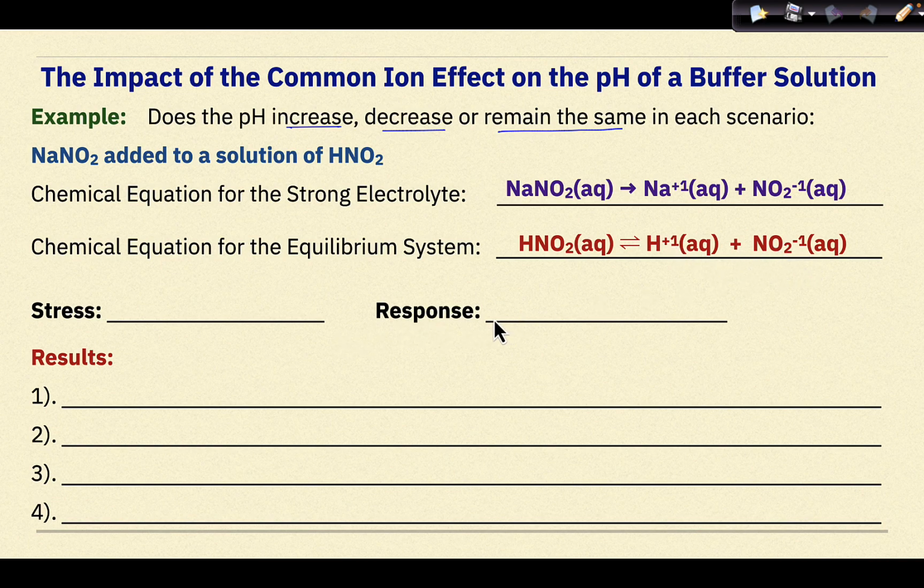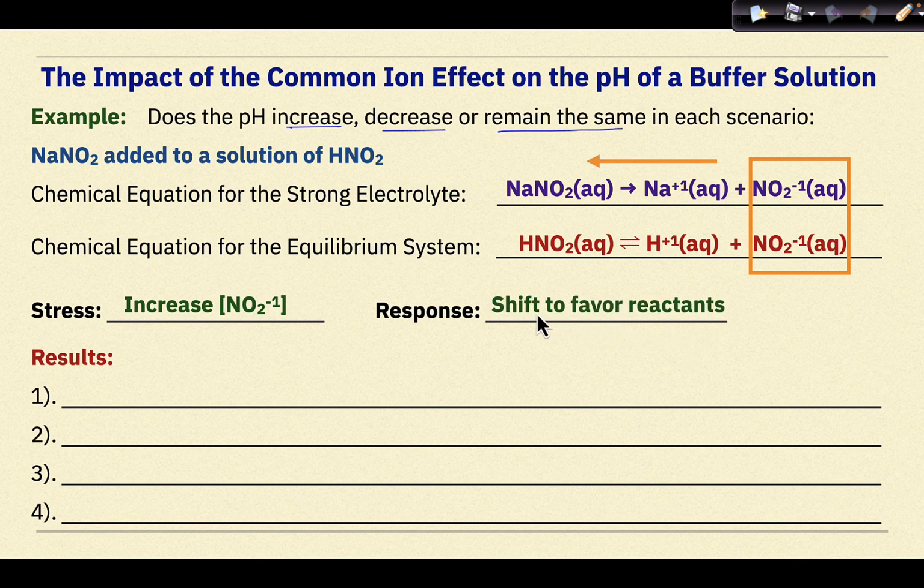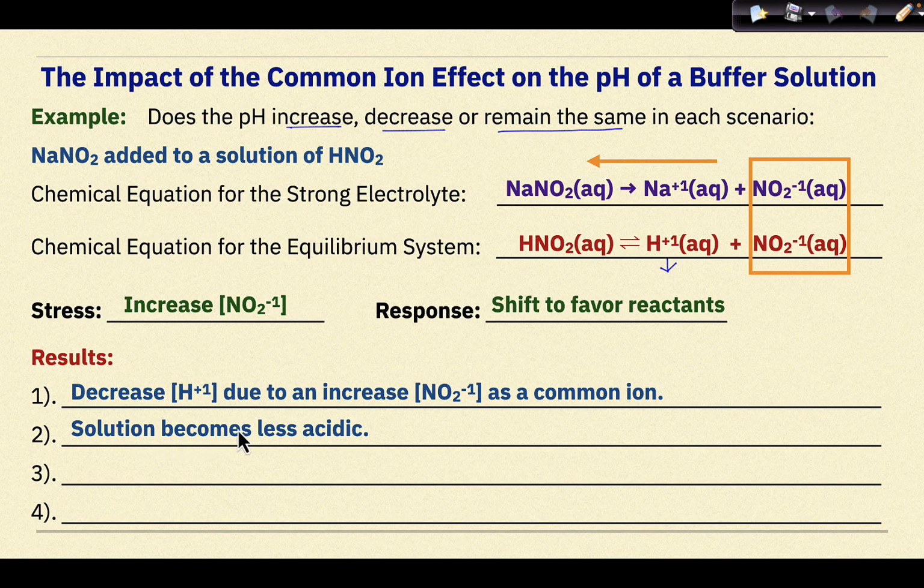The stress on the system here is the increase in the NO2-1 concentration, because NO2-1 is a common ion shared between the two systems. The response to this stress is a shift to favor reactants. As a result, there's going to be a decrease in the concentration of hydrogen ions due to an increase in the nitrite ions as a common ion. The H+1 ions will be consumed to form the weak acid HNO2, and the concentration of H+1 ions will decrease. The solution becomes less acidic.